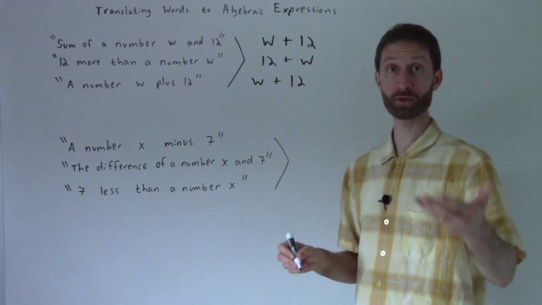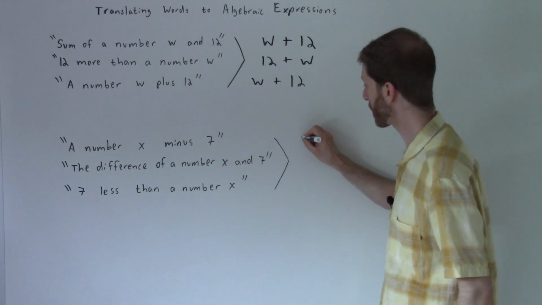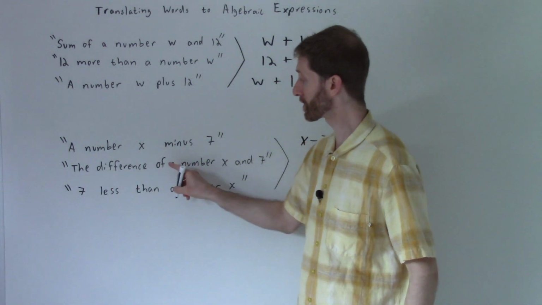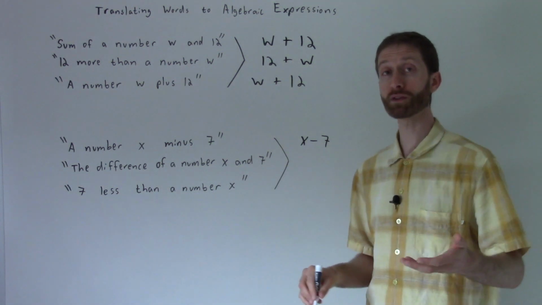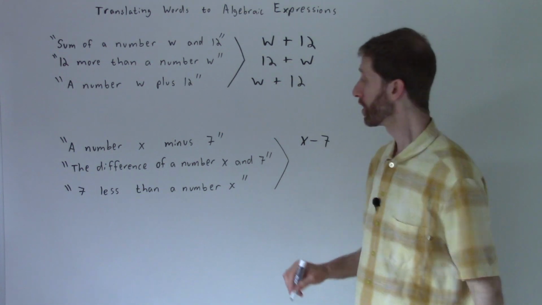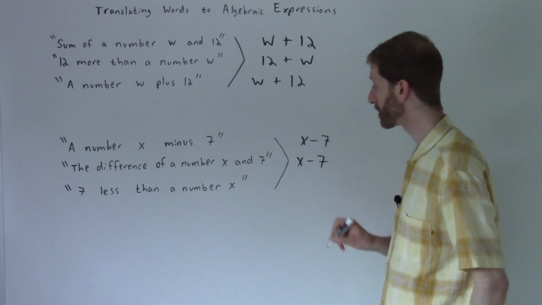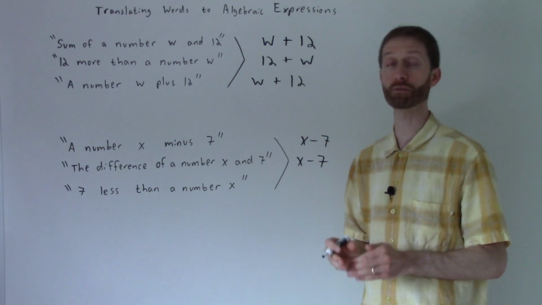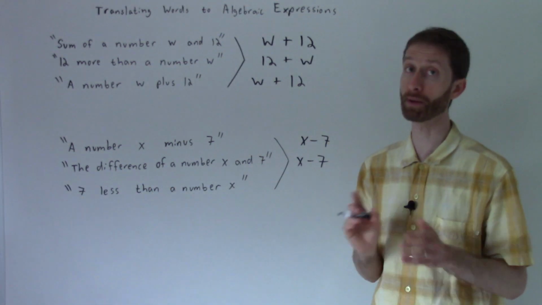Now, let's take a look at what happens when subtraction is involved. This says a number x minus 7. Well, how would we translate that? x minus 7. Not bad. This next one says the difference of a number, sometimes read the difference between a number x and 7. Well, if I was to find the difference between 10 and 7, we would do 10 minus 7. So the difference between x and 7 would again be x minus 7. The order matters with subtraction because 7 minus 10 is very different from 10 minus 7.